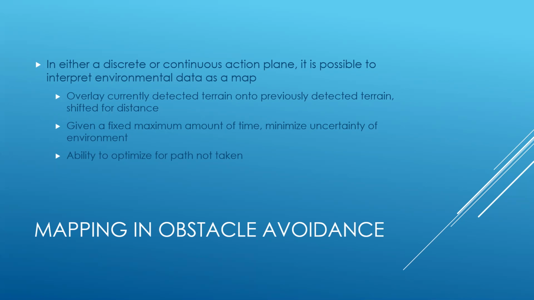Mapping is not the main goal of obstacle avoidance, and only a small amount of time may be allocated for it. The aim of the mapping algorithm is to minimize the uncertainty of the mapped environment within a fixed maximum amount of time. The map created will not be perfect, but will be useful for continued navigation within the current environment. It allows the UAV to observe environmental features that may have moved or otherwise changed, and it also allows it to optimize for the path not taken.